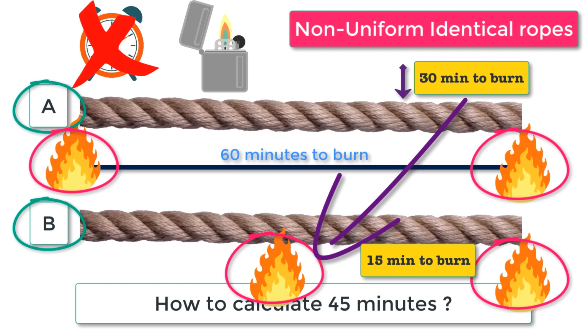So I will repeat the solution. What you are supposed to do is first burn rope A from both ends and rope B from one end. So rope A will completely burn in 30 minutes because it is put on fire from both ends. When rope A is burnt completely, rope B would have burnt for 30 minutes. It does not mean that rope B is fully burnt. At this point, light the other end of rope B as well. It will take another 15 minutes for rope B to burn completely. So that's how you have measured 45 minutes.